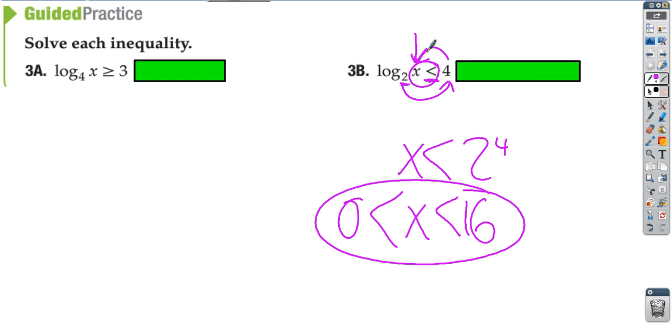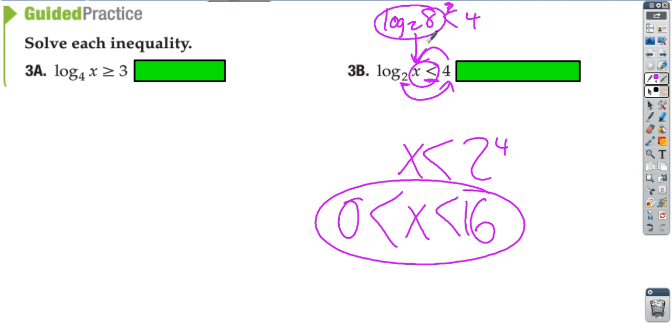Plug in a number for x right there that's not greater than 0. So in other words, a number that's less than 0, like a negative, and you'll get an error. It won't work. Okay, let's pick a number between 0 and 16 to check it. So let's try 8. So log base 2 of 8, is that in fact less than 4? That's supposed to be a question mark.